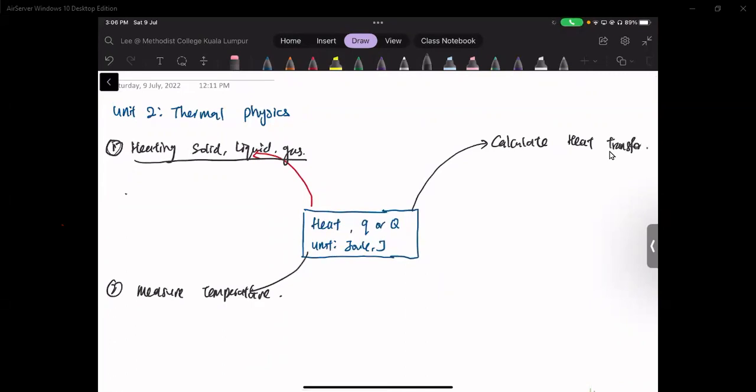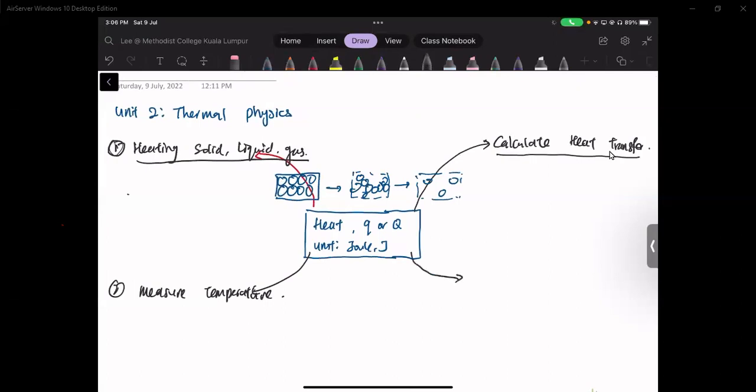Because remember, the whole idea is we're going to heat from solid. Everyone know how to draw this diagram, right? From solid to liquid. There's no fixed shape. To gas. So in this process, you must keep adding heat to the system, right? So we're going to calculate how much heat is being transferred. So the idea is around calculating the heat transfer.